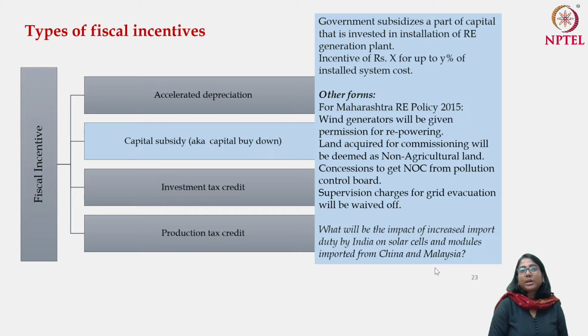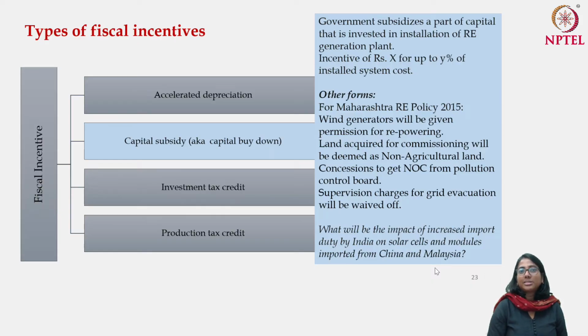The second one that we are going to talk about is the capital subsidy, which is also known as capital buy down. Now, what is capital subsidy? It's simply that the government subsidizes a part of capital investment for the installation of a renewable energy generation plant. So if I want to invest in renewable energy generation, then the government will give me some amount of money, say rupees X, for up to Y% of installed system cost.